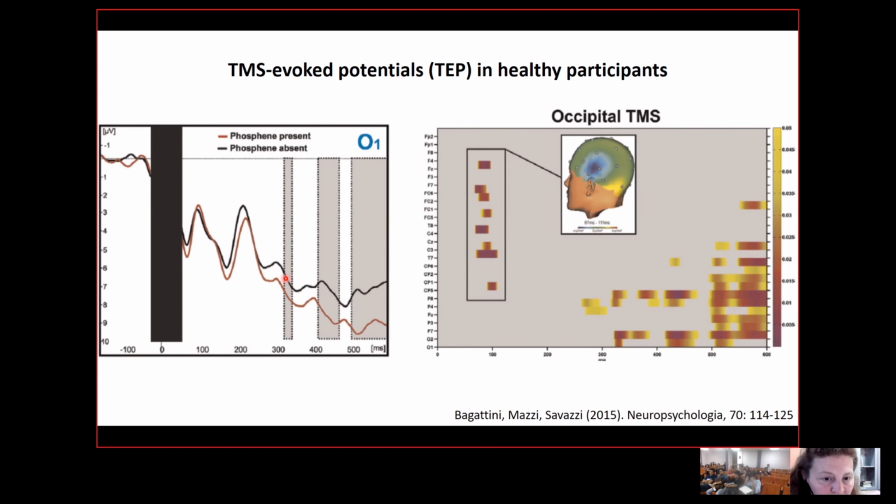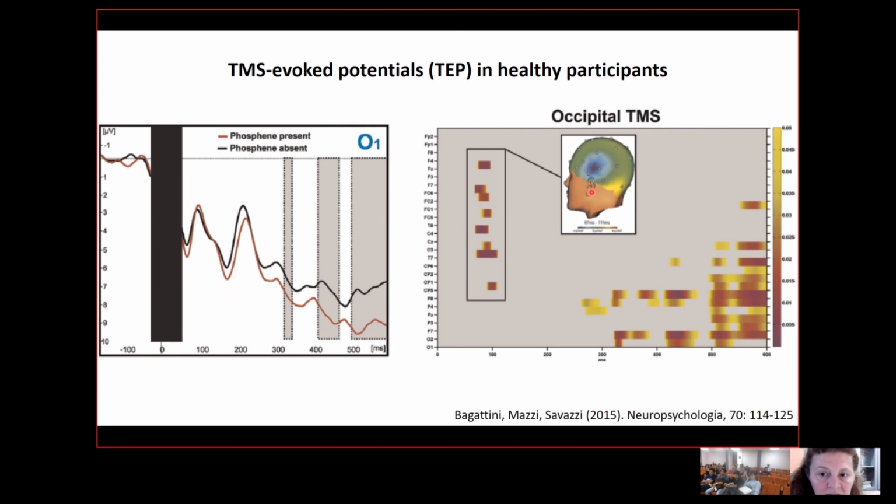Here, instead of being triggered by the stimulus, the zero is no longer the external stimulus, but it's the TMS pulse you delivered to the brain, and you see how the activity is modulated by the TMS pulse.